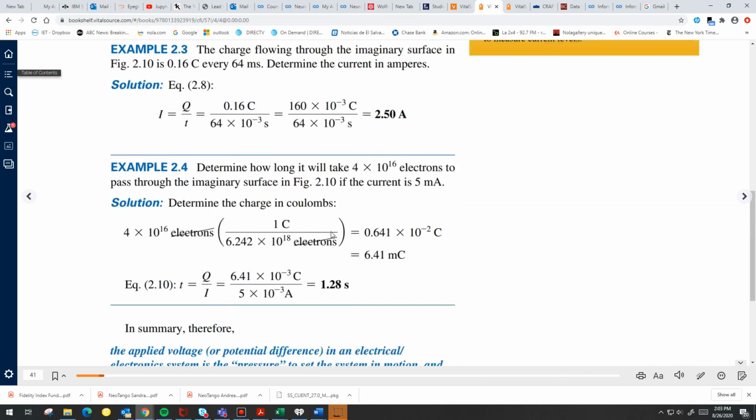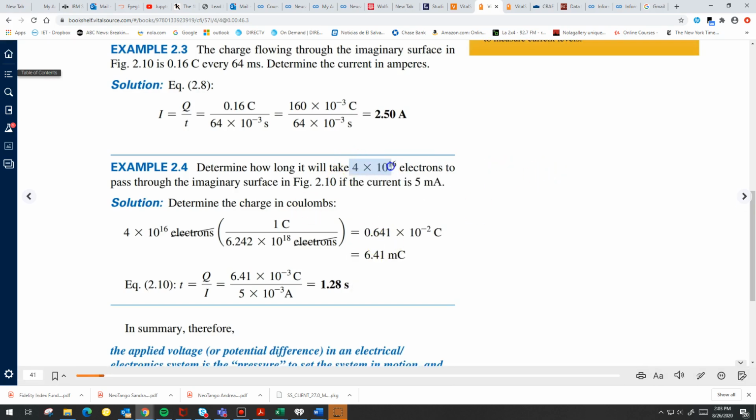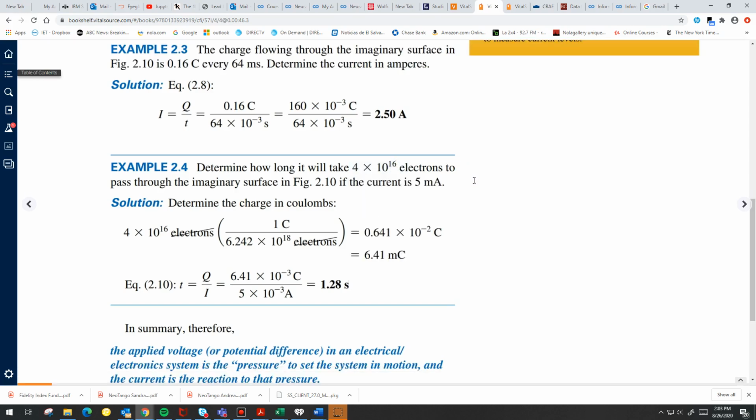So in this example, I'm given the charge in terms of electrons. So for me to use the equation, I'm going to have to put this number in terms of coulombs, right? So I'm going to have to represent this 4 times 10 to the 16 in terms of coulombs. And that's very easy, because if you remember, 1 coulomb is a constant. This is always given. 1 coulomb is equal to 6.242 times 10 to the 18 electrons.